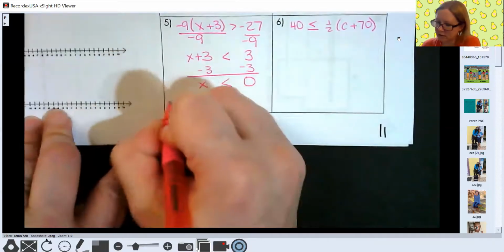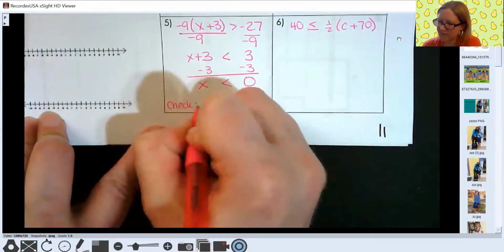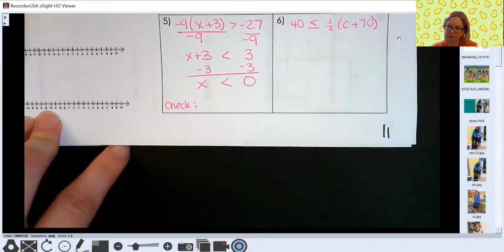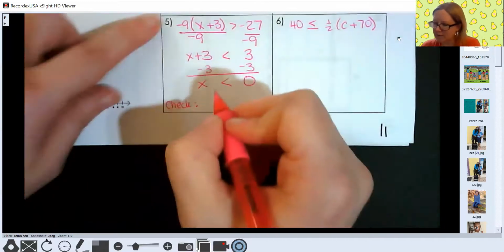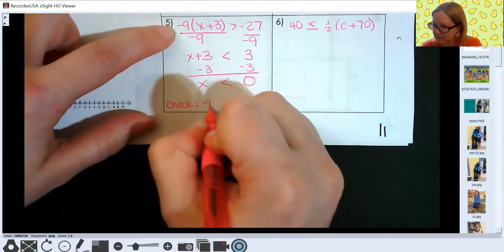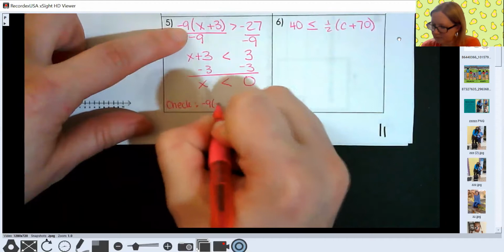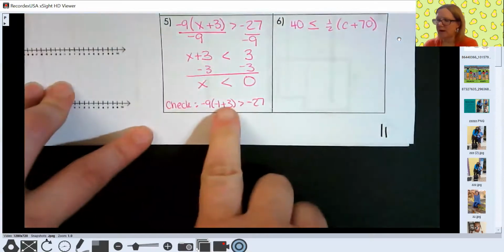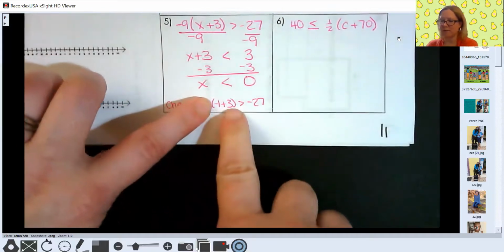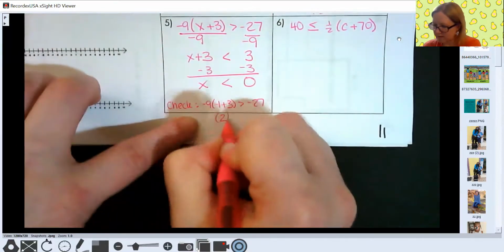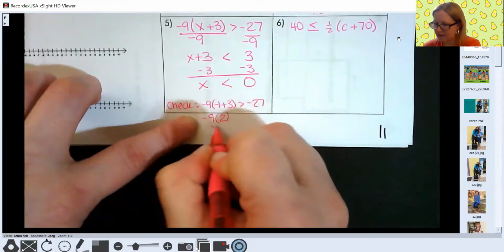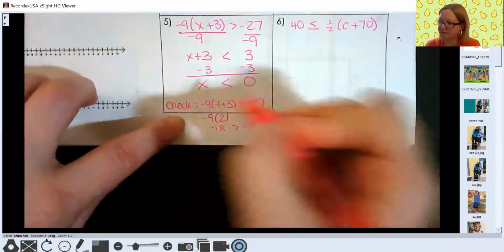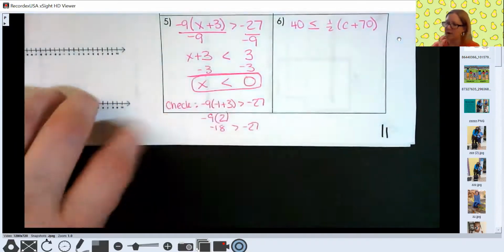Okay, we'll check our answer. A number less than 0, let's say -1. So if I have -1, when I check my answer, I'm going to do parentheses first. -1 plus 3 is 2, times -9. That would be -18. And -18 is greater than -27. Okay, so x is less than 0.